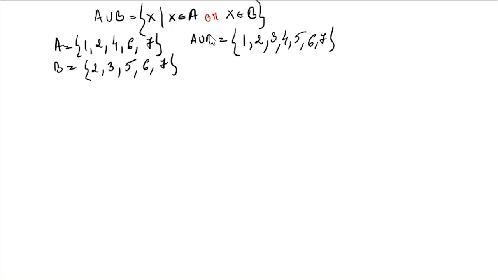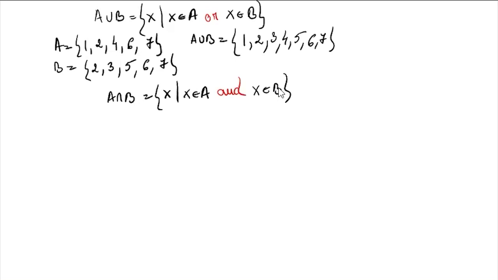Now, in order to understand the intersection of sets, mathematically I'm going to note the intersection of A with B equals X, a number. X is a number from A. And this time, X is a number from B. Let's take an example in order to understand.